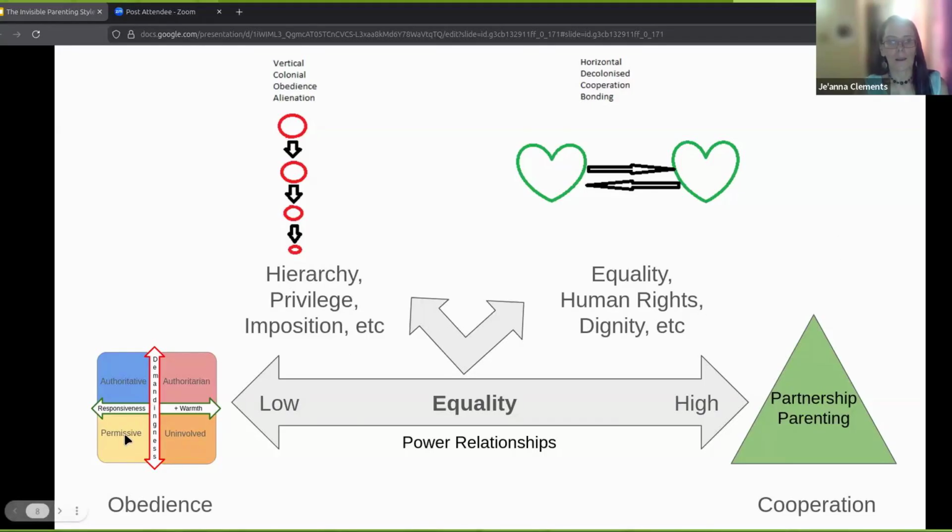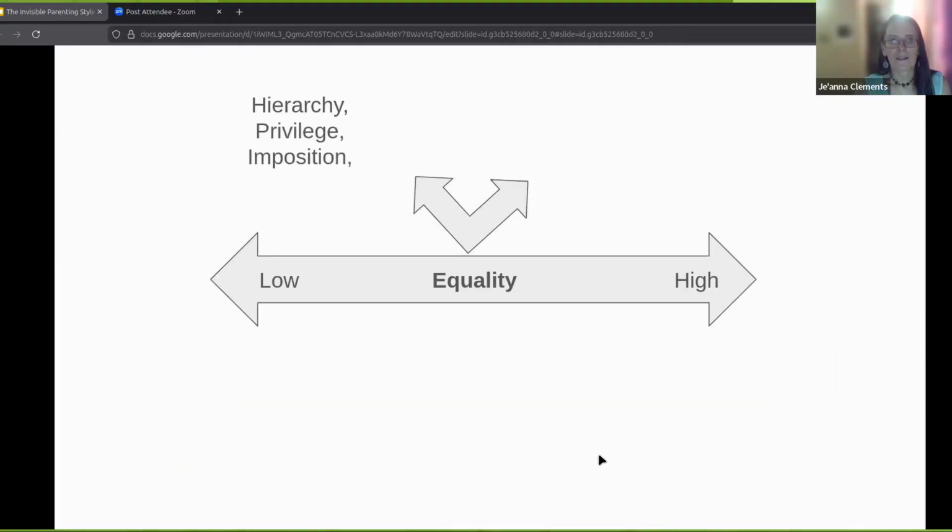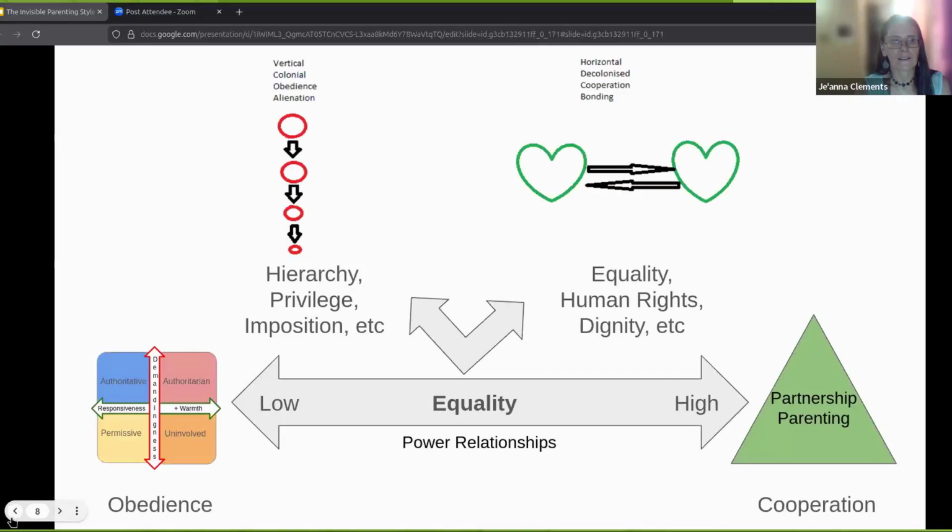So a little bit of some people going, no, but hang on a second. Permissive is definitely equal. No, come to that in a minute. But let's just reiterate obedience this end and cooperation that end. Now we can see, yeah, that's not quite fair. Let's just take this back a second. It's not quite fair, right?